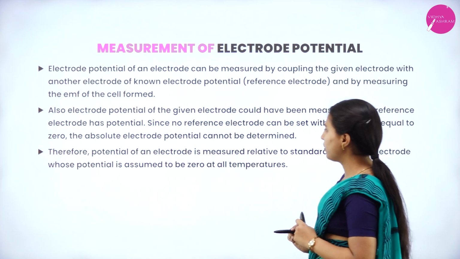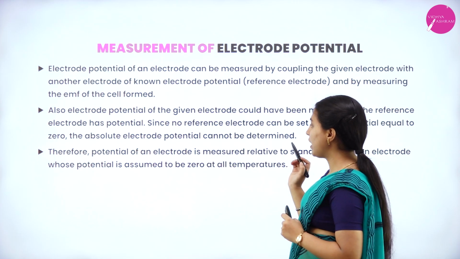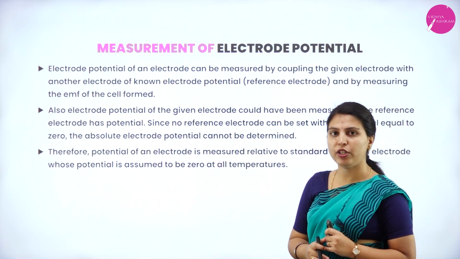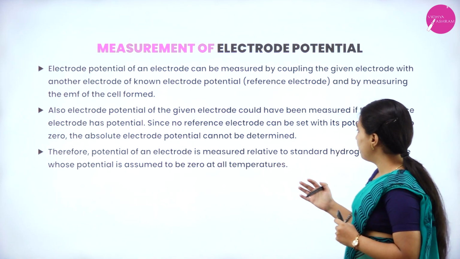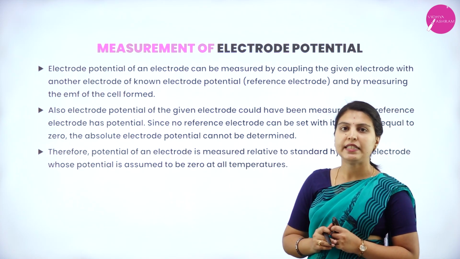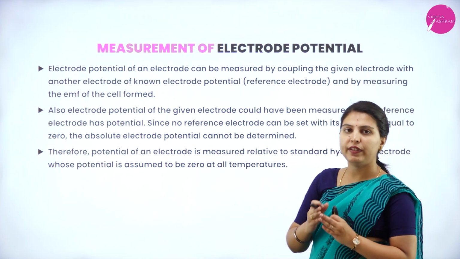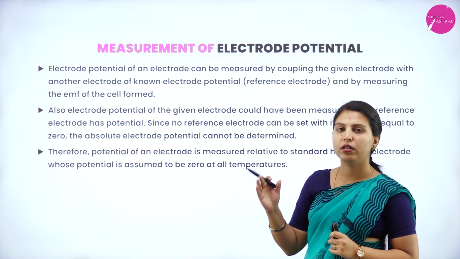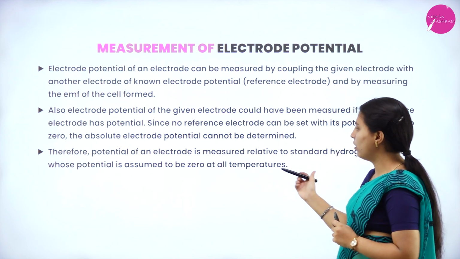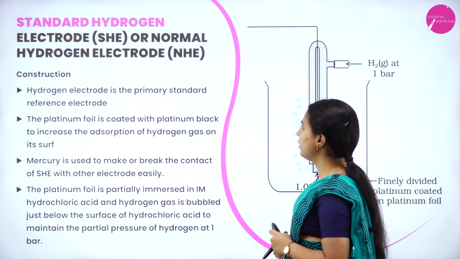Therefore, potential of an electrode is measured relative to the standard hydrogen electrode whose potential is assumed to be 0 at all temperatures. Since we cannot set a reference with potential equal to 0, we will measure relative to the standard hydrogen electrode, which is assumed to be 0 at all the temperatures. So, we will take the standard hydrogen electrode as the reference, whose potential will be assumed to be 0 at all temperatures.